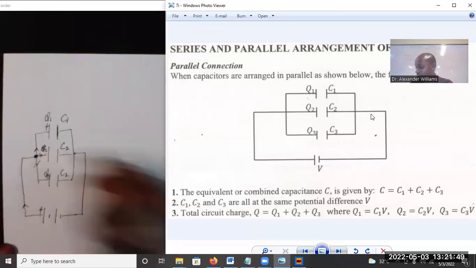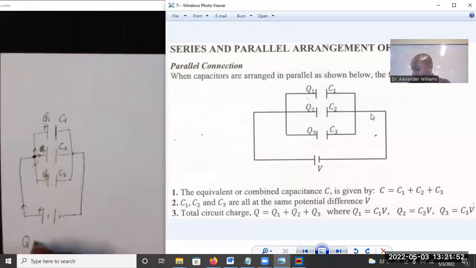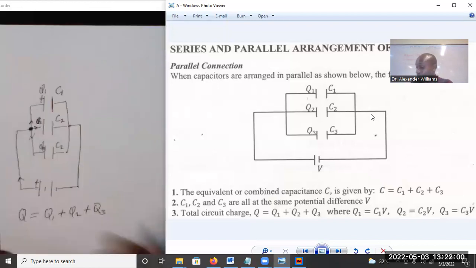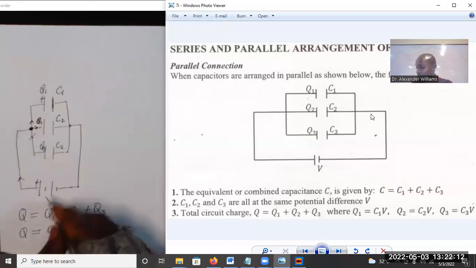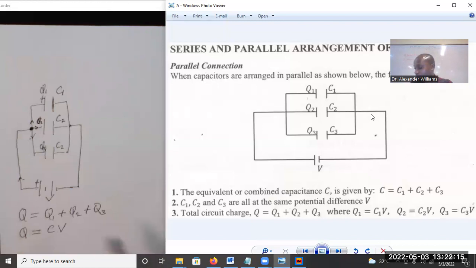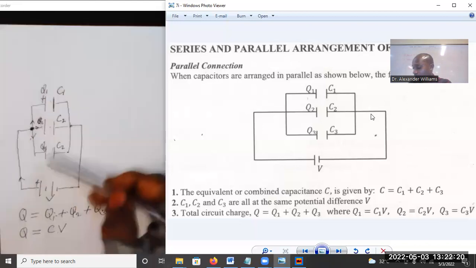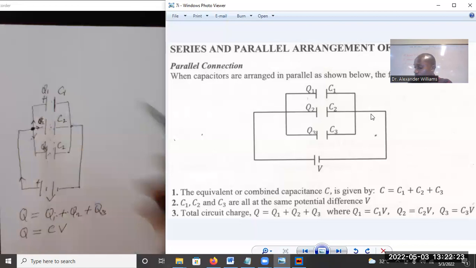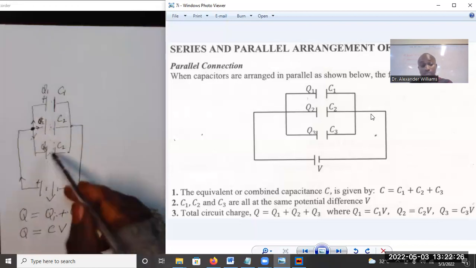Then we have the total charge given as Q1 plus Q2 plus Q3. That will be the total charge there. Generally, we know from the previous lesson that the charge is the capacitance multiplied by the voltage. Each of the capacitors has a different charge stored, but they share the same voltage because they are connected in parallel. When two or more components are connected in parallel, they share the same voltage.